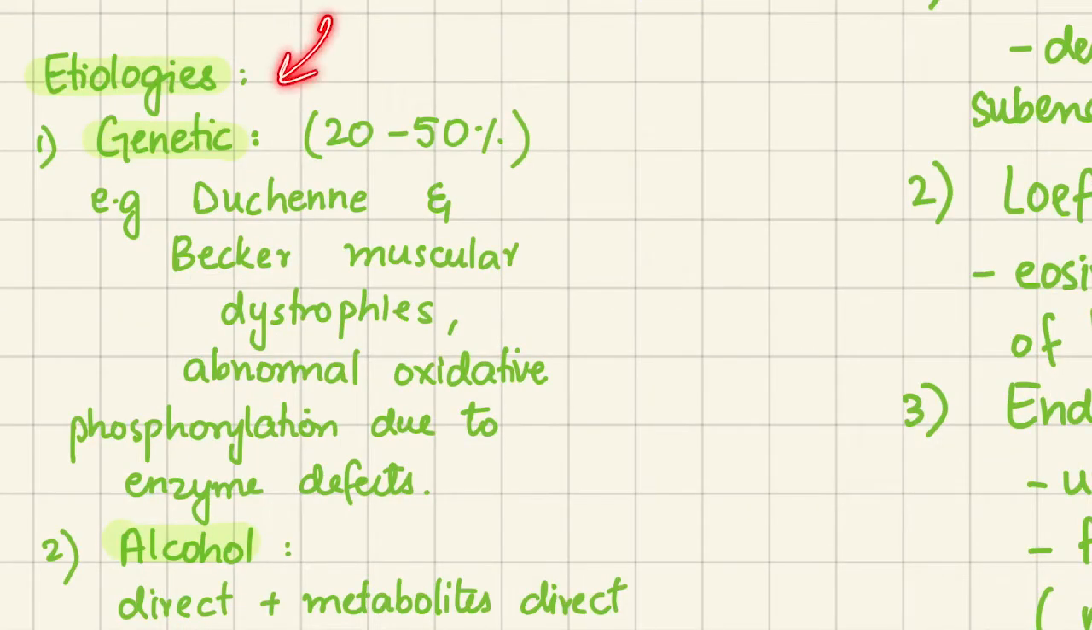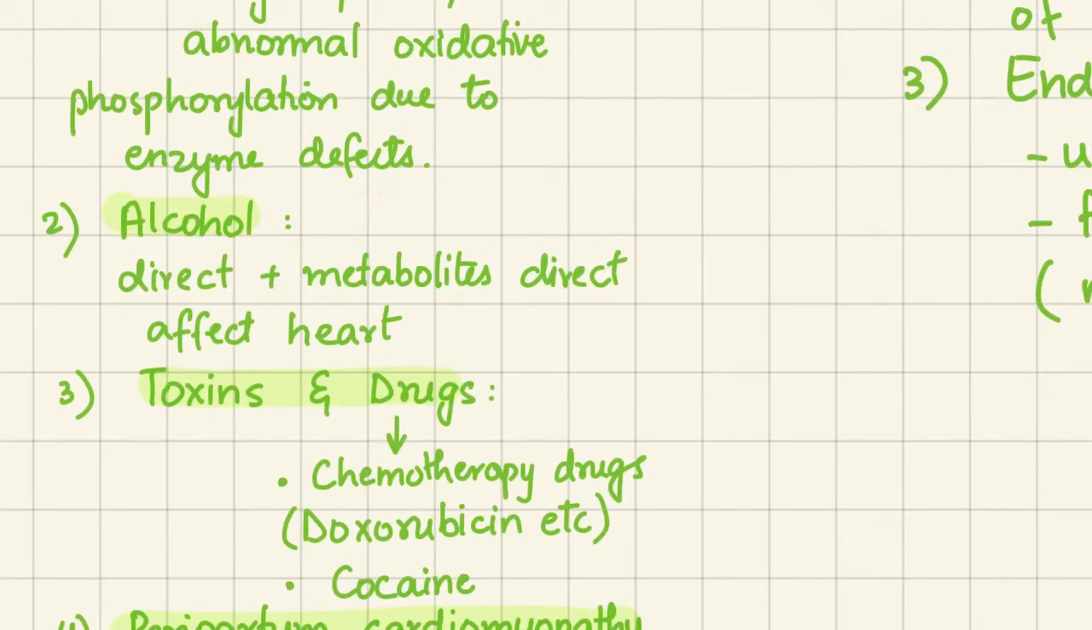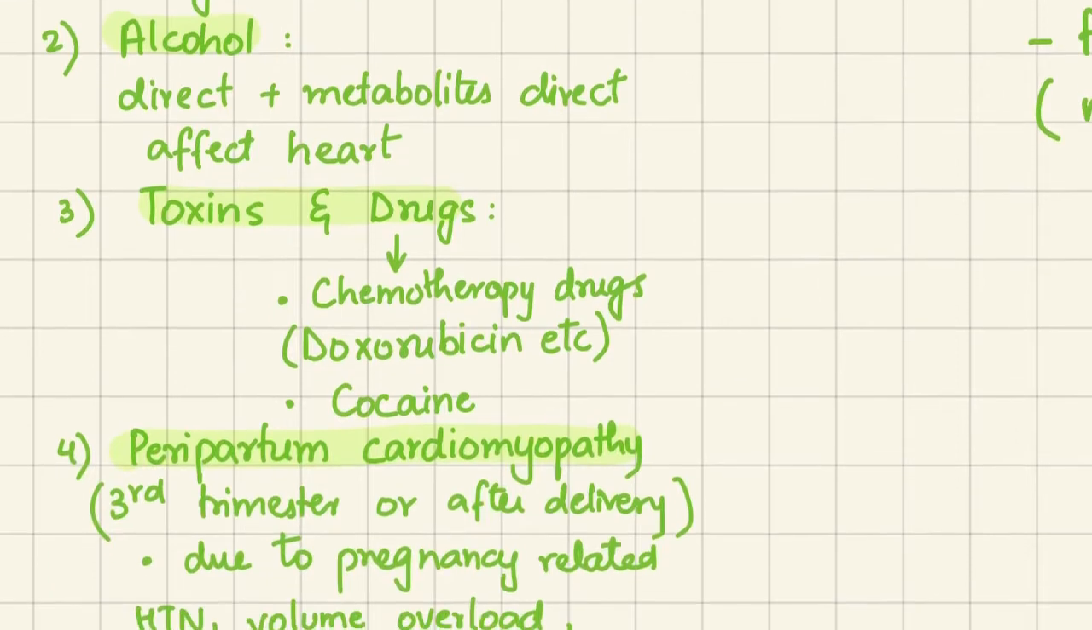Regarding the etiologies of dilated cardiomyopathies, 20 to 50% of them are genetic. For example, Duchenne and Becker muscular dystrophies, these are muscular dystrophies in which what happens is that over time the muscle will be progressively weakened and dystrophic. Secondly, there can be abnormal oxidative phosphorylation because the enzymes that are responsible for this process will be defective. Thirdly, alcohol has a direct cardiotoxic effect, and its metabolites also have a direct cardiotoxic effect, and that can also be a reason for the disease.